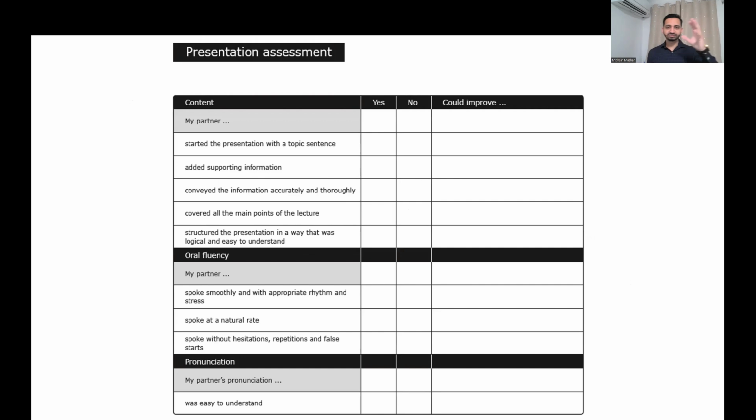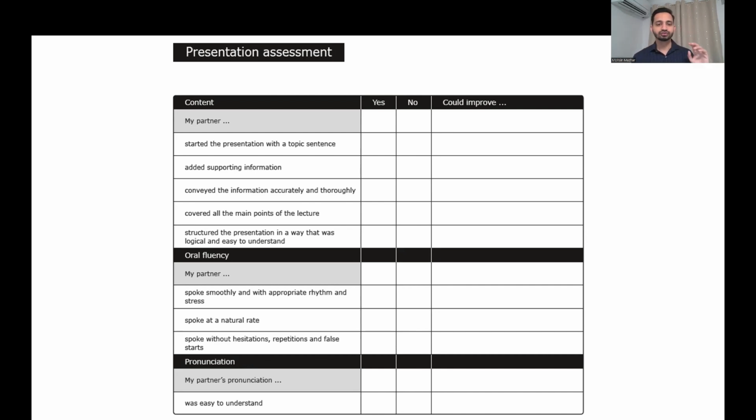Now, in terms of presentation assessment, these are the things that you should have in your Retell lecture, and I'm going to go through them one by one. You should start the presentation with the topic sentence. You should add supporting information. So first, you should always start your presentation with a topic sentence. Then you should add supporting information.